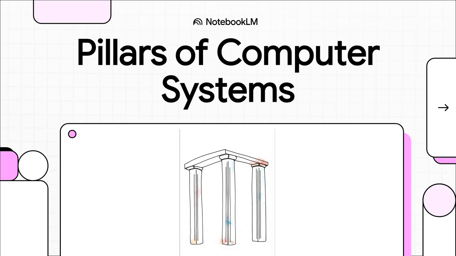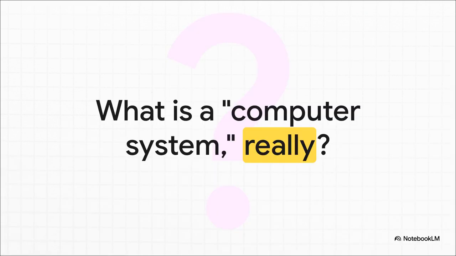Hey, welcome back. Ever wonder how to make sense of the entire field of computer systems? I mean, everything from the little chip in your phone all the way up to the global cloud. Well, today we're going to build a really simple but super powerful way to think about it using four foundational pillars that we've found in decades of research. So let's just jump right in.